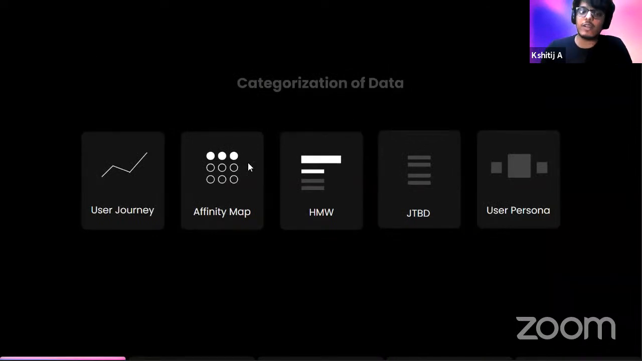So two I've already mentioned are Affinity Map and user personas. Other methods are user journey, how might we question, and jobs to be done. So user journey is when you add emotion of people in their journey of using an application. How might we is when you have a problem, but instead of writing that problem down, you put it in a how might we question, like how might we solve this, how might we do this, and so on.